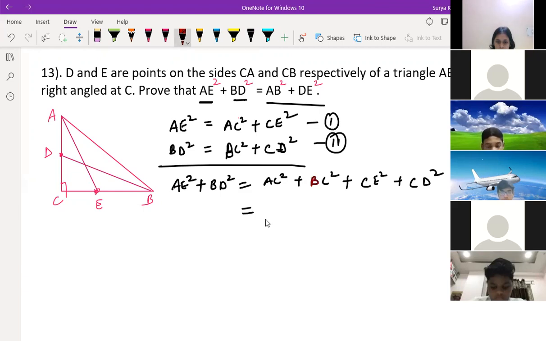Now we have to get AB square. How will AB square come? AB square is nothing but AC square plus BC square. So if you add both of these, you'll get AB square. And these both will give DE square. So the RHS is proved. Easy, no?